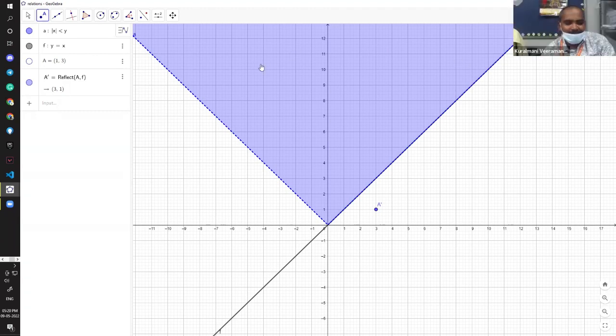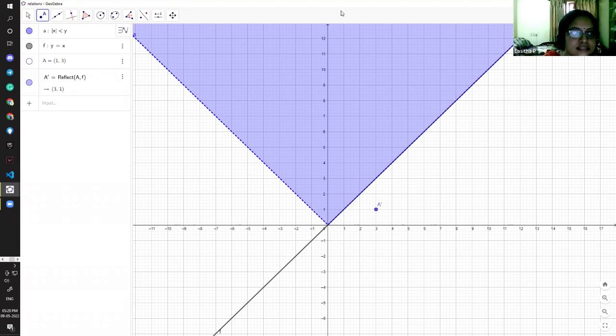Sure, ma'am. This is neither reflexive nor symmetric, and not transitive. So in all inequalities, when the question involves inequalities, shading will come. And when it is not an inequality, it will be just a curve or a line.